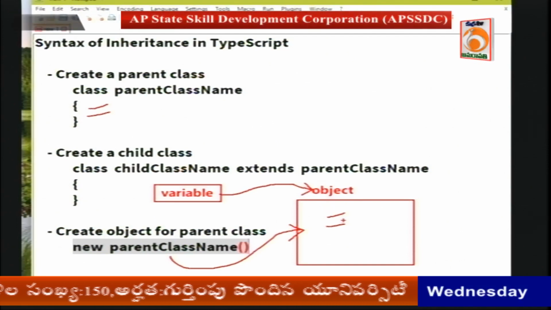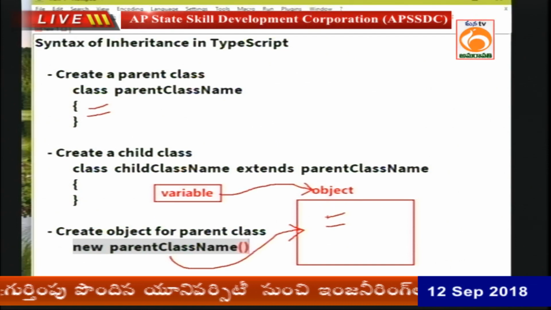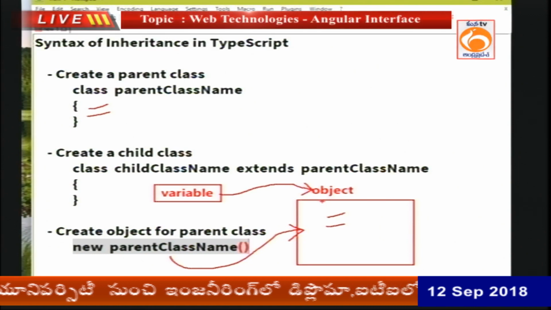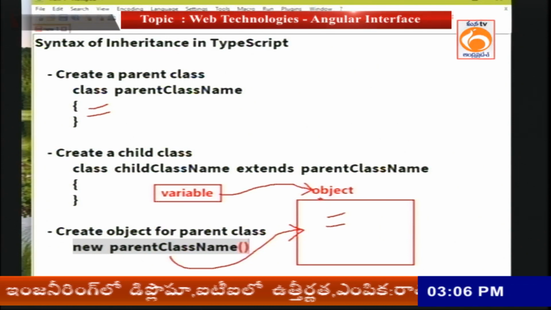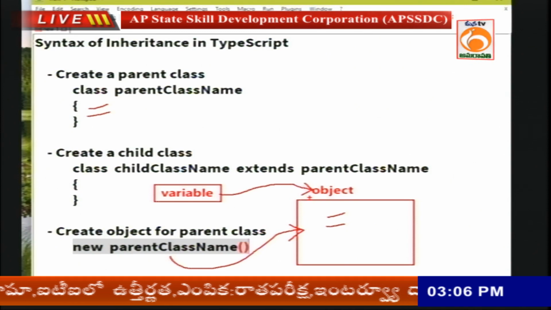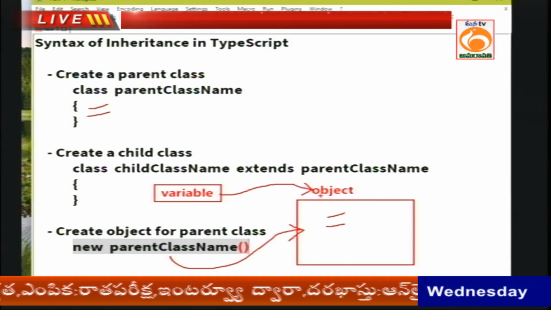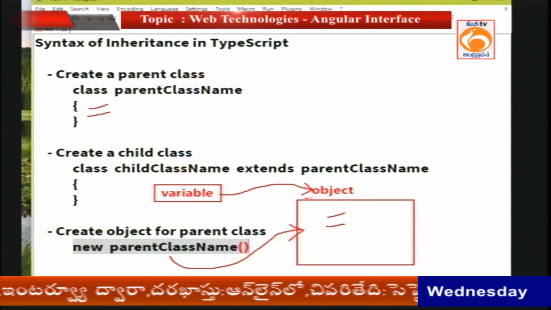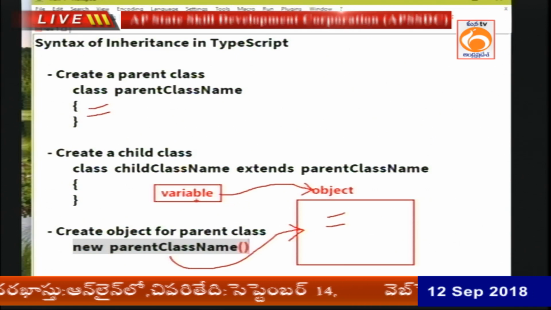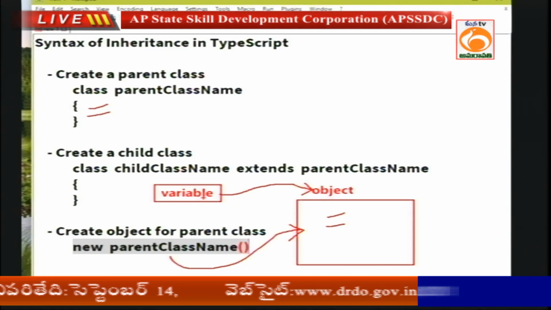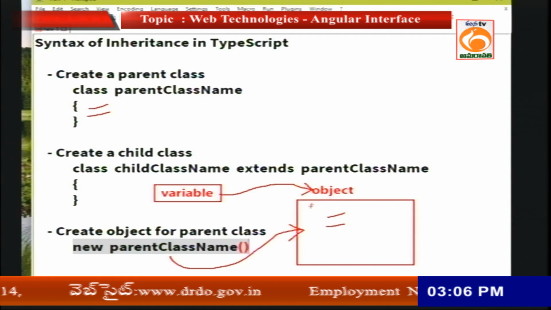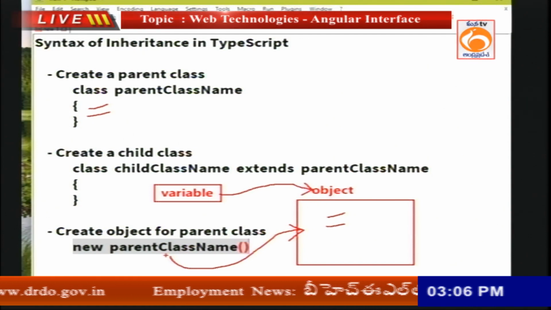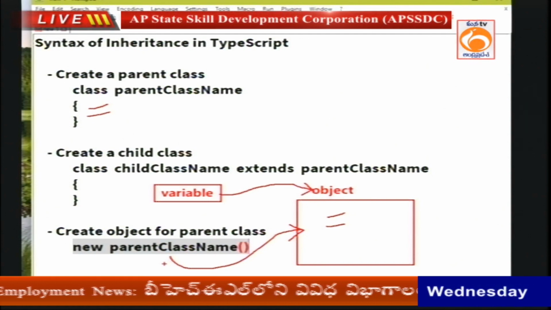A variable does not contain the properties and methods, but how do we access them? Through an object. For example, you want to access your TV through a remote. If you want to change your channel, you need not touch your TV; through the remote we can operate. So, the variable is like a remote using which you can access your object. We have to store the address of this object inside a reference variable.